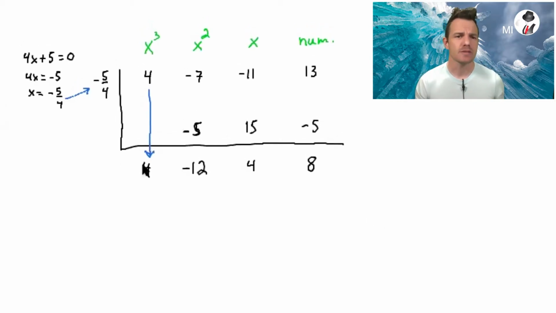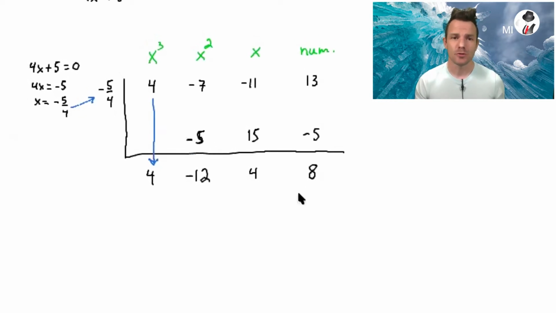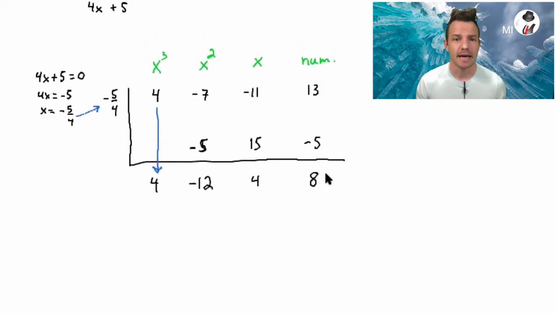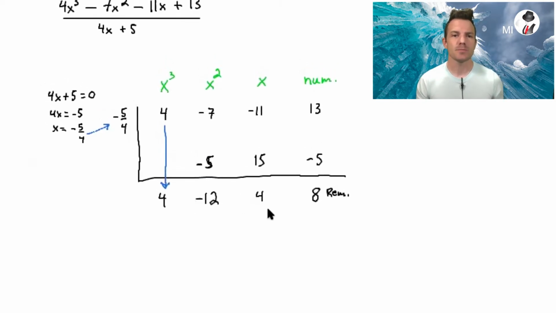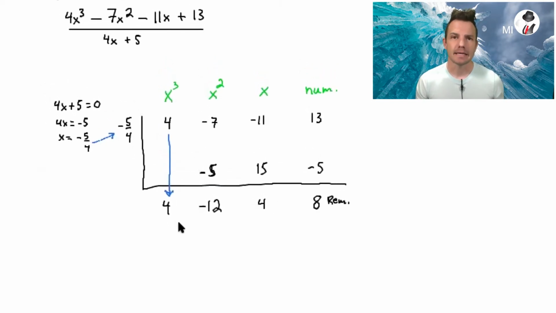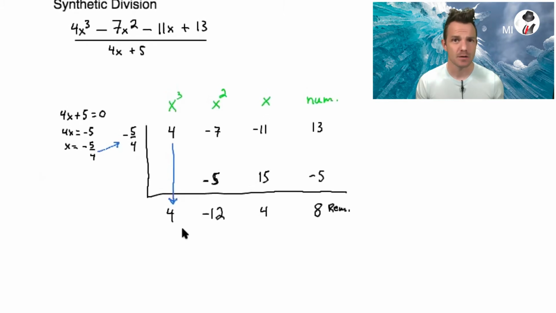We're not done. We can't just pull all the numbers from here. The remainder is fine. 8 happens to be the remainder. You can pull it, but these other numbers right here, you can't. These aren't going to work by themselves.